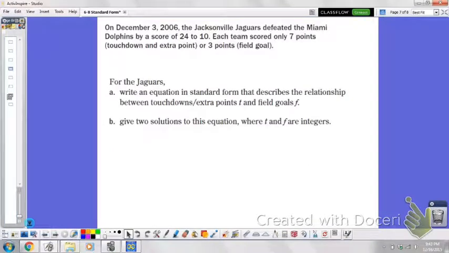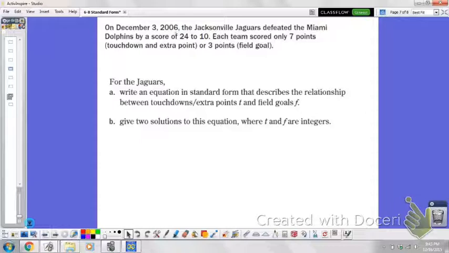So here we have another football problem. On December 3rd, 2006, the Jacksonville Jaguars defeated the Miami Dolphins by a score of 24-10. Each team scored only 7 points, touchdown and extra point, or 3 points, which is a field goal. So they only scored by touchdown and extra point or field goals. We need to write an equation in standard form that describes the relationship between the touchdowns and extra points, T, and the field goals, F. And we are doing this for the Jaguars.